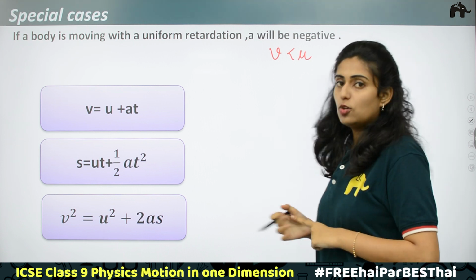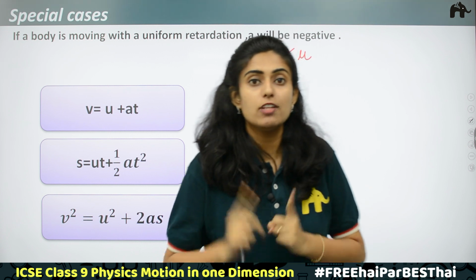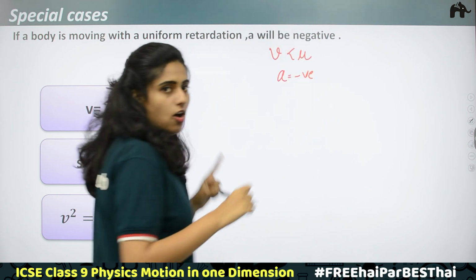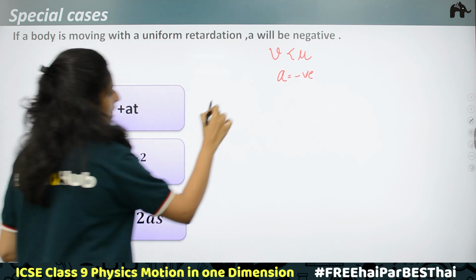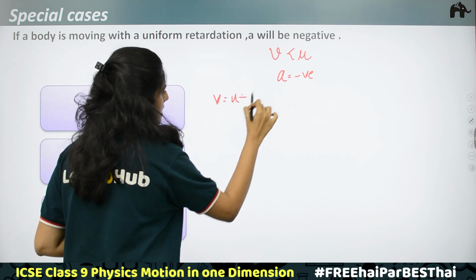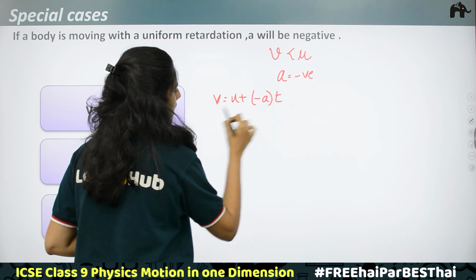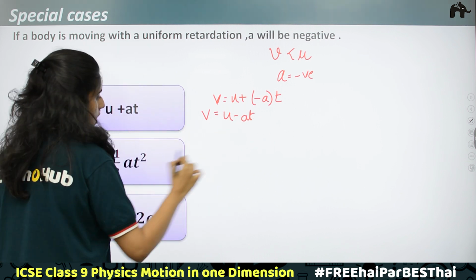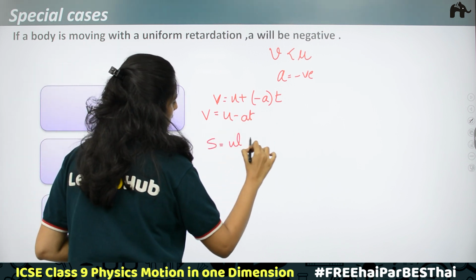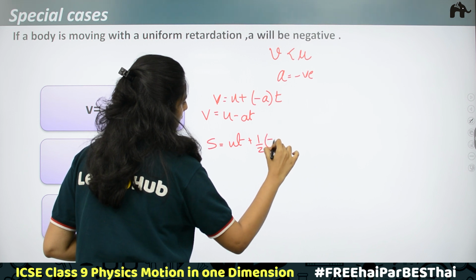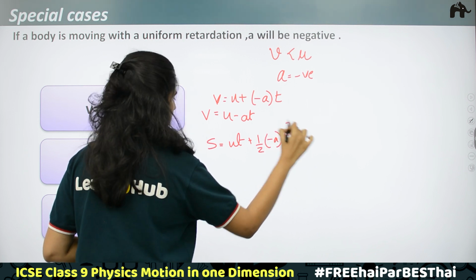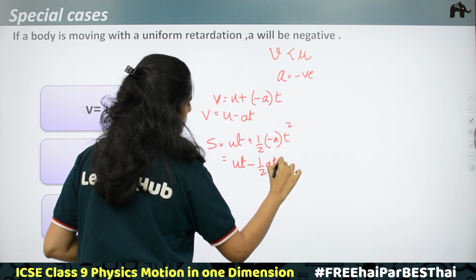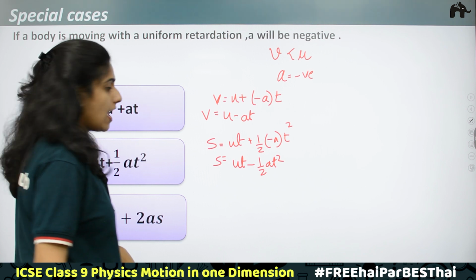Okay, so in that case what happens? We have studied the acceleration will be a negative value. Acceleration A will be negative. So in all these three equations, A becomes negative. V is equal to U plus minus A into T, which is V is equal to U minus AT. Second equation, S is equal to UT plus half into minus A into T square, which is equal to UT minus half AT square. S is equal to UT minus half AT square.